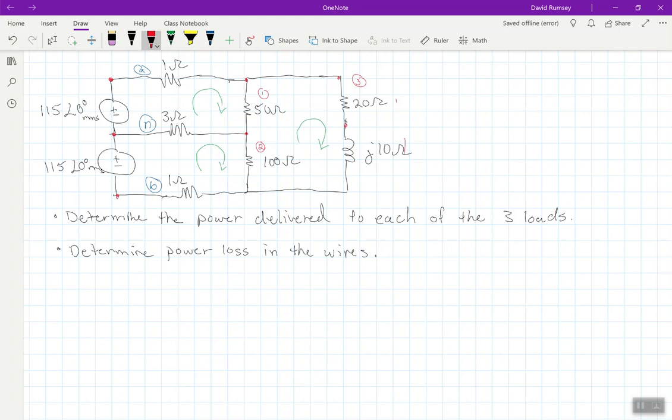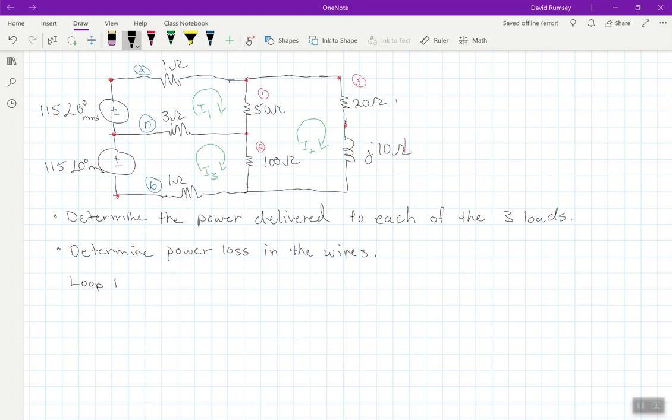So let's go ahead and label these currents I1, I2, and then I3. And now let's start writing our loop equations down. So let's look at loop 1 here. Well, I'm coming in on the negative side here.